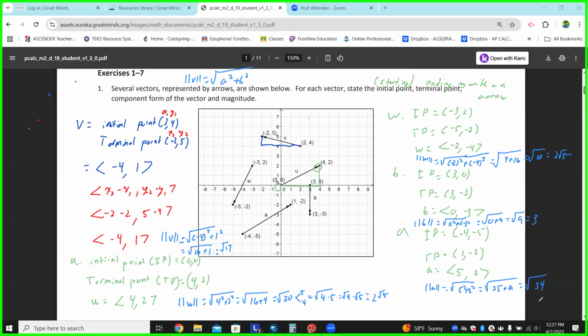All right, go ahead and do number two. Do the same process: initial point, terminal point, component form, and magnitude.